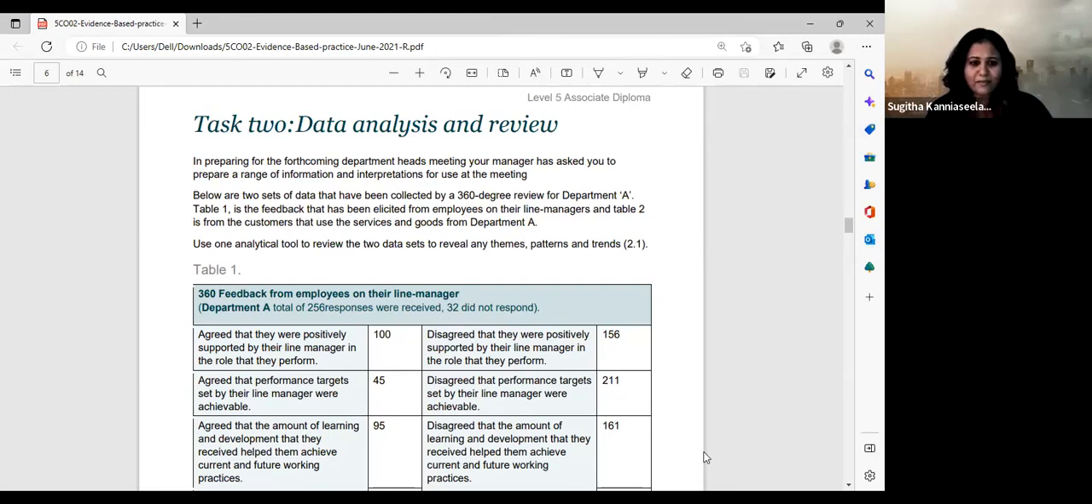One is from the employees on their line manager. The other is from the customers. So you are seeing the manager in the center, you have employees on the inside, and you have customers. Internal and external feedback is being given here. All right. So use one analytical tool to review the two data sets to reveal any themes, patterns, and trends.